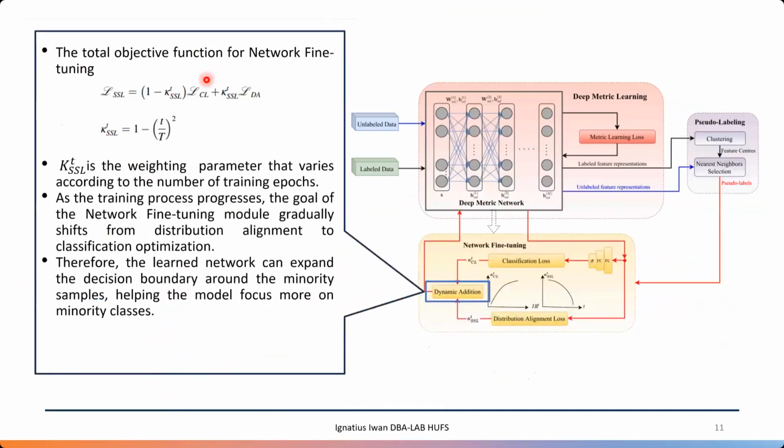And so this is the total objective function for the network fine-tuning. And K_TSSL is the weighting parameter that varies according to the training epoch because it is updated as in here. As the training process progresses, the goal of this component is to gradually shift from distribution alignment to classification optimization. Therefore, the learned network can expand the decision boundary around the minority samples.